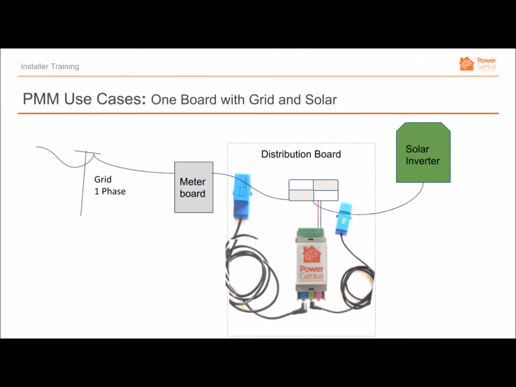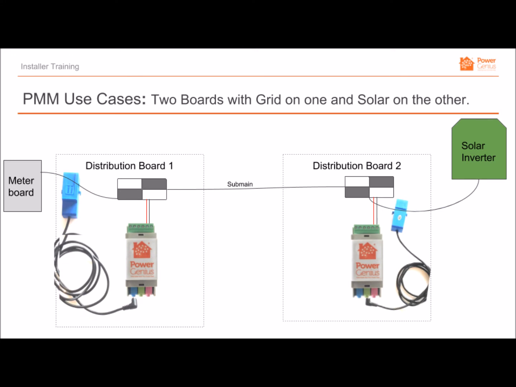So the first use case is very simple. The grid comes into the same distribution board that the solar comes into, and one PMM is used on that phase to monitor the grid and to monitor the solar. All the calculations are then done within that PMM.